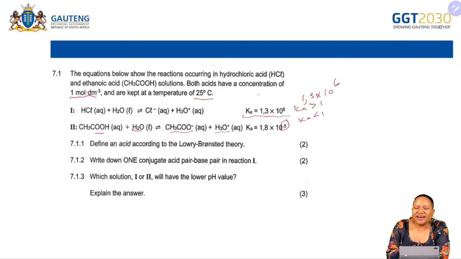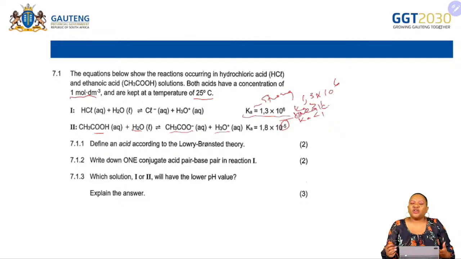So already they are telling us about ethanoic acid and hydrochloric acid. The first information that you will know, because of what we are given, is that this one is a strong acid whereas this one is a weak acid. And what gave you that information is the Ka value. The examiner didn't explain whether hydrochloric acid is strong or weak, but they just gave you a Ka value.